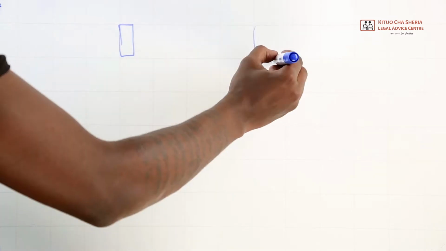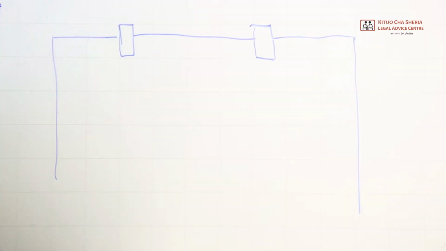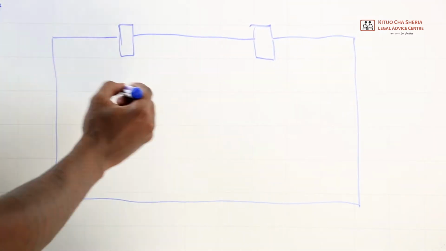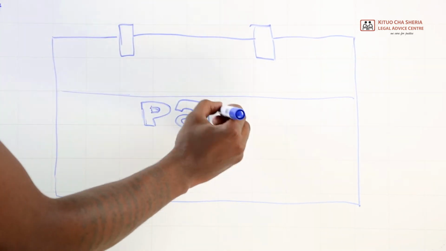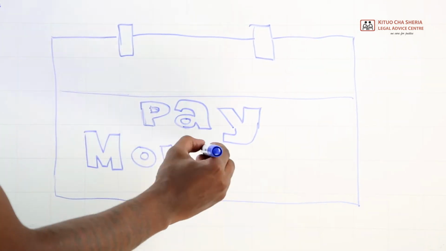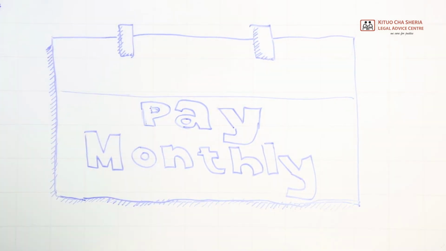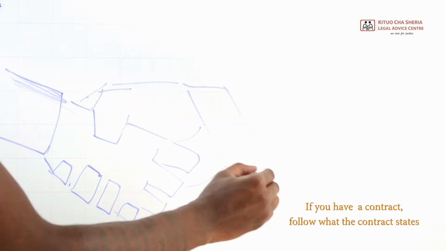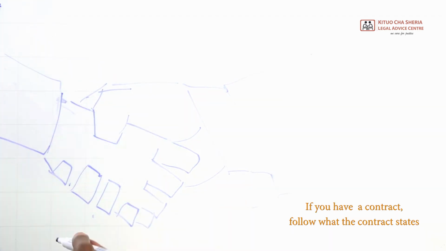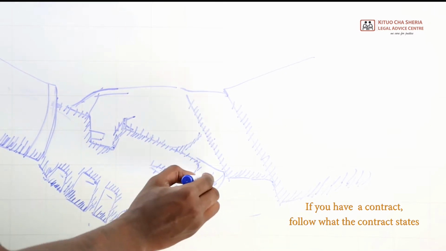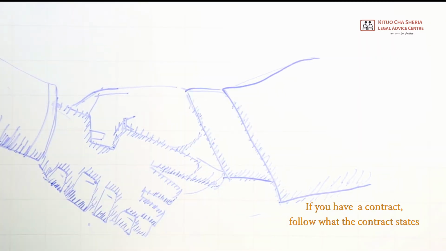If you are paid at intervals of 1 month or exceeding 1 month, either the employer or employee can give a 28-day notice in writing of termination of employment. However, if you have a contract that clearly states when your services end or the period needed to give a termination notice for your contract, then you should follow what your contract states.